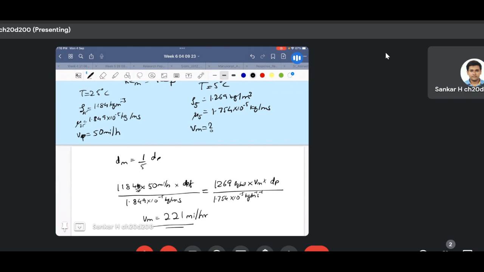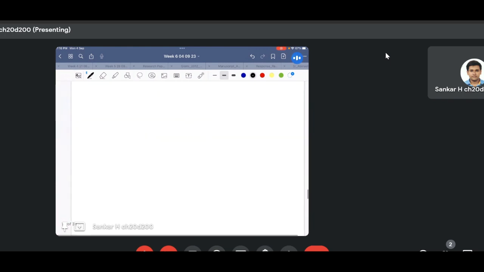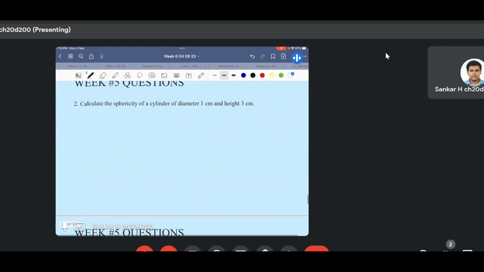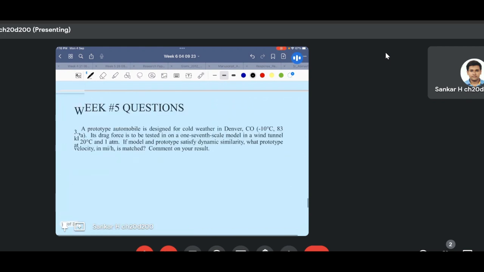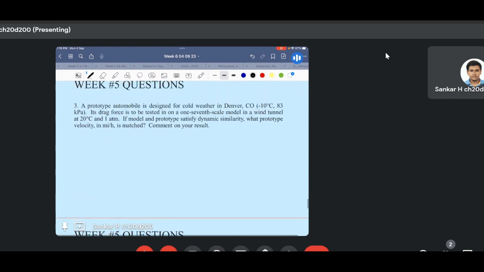Okay, we'll move on to a couple more questions. Calculate the sphericity of a cylinder. We have just done this question, so we'll move on to the next question. A prototype automobile is designed for cold weather, and its drag force is to be tested in a 1/7 scale model in a wind tunnel at 20 degrees Celsius and 1 atmosphere. If the model and prototype satisfy dynamic similarity, what prototype velocity in miles per hour is matched?